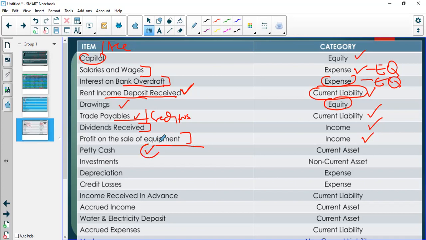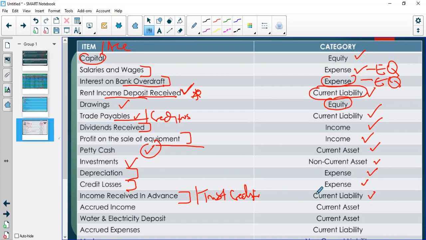Petty cash, we demonstrated to you, that's a current asset. Investments, we said for now, we're going to classify as non-current. And depreciation is an expense. Credit losses is an expense. Income received in advance is the same thing as rent income deposit. So that's also the same thing for you as trust creditors. It's not exactly the same thing, but that's the same principle.